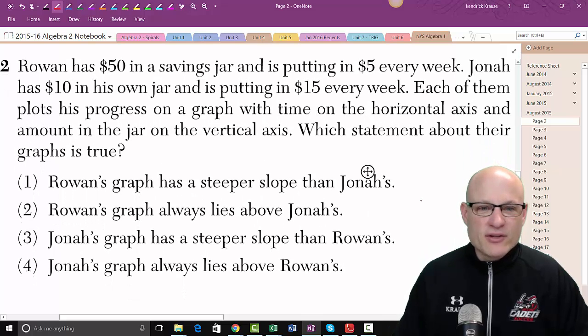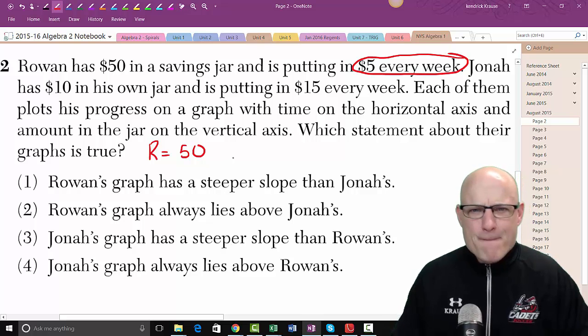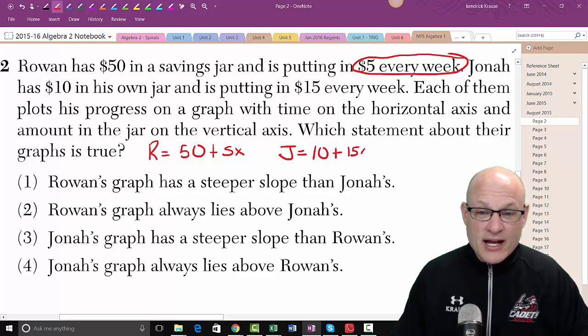Rowan has $50 in his savings account and is putting in $5 a week. So if we talk about Rowan, he's got $50, and you're going to hear me talk about this every week, per week. This is the multiplied thing. As soon as you hear the words per or every or whatever, monthly, that's the thing that's going to get multiplied. So every week he's putting $5 in. And Jonah has $10 in his jar, so Jonah is starting with $10, and he's adding in $15 every week, so 15x. Now, if I didn't want to use x, I could use w for weeks.